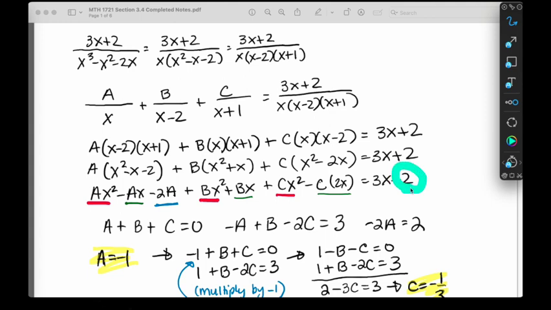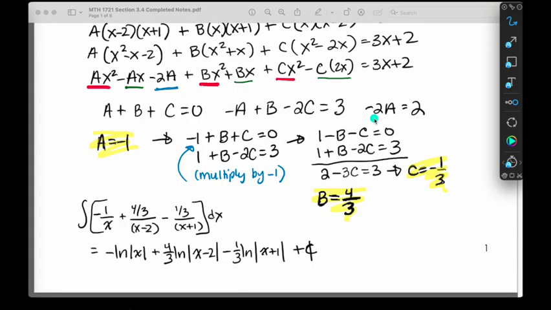Lastly, I'm looking at my constant. Now in all of these, the only constant I have is this minus 2a. So minus 2a should be equivalent to 2. So that's what I have here. So that means I know that a is going to be negative 1. And then I go back and substitute and use my knowledge of solving a system of linear equations to find the rest of my values for a, b, and c.